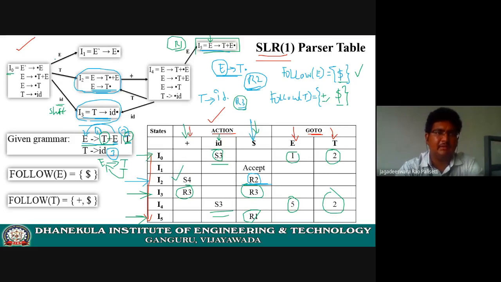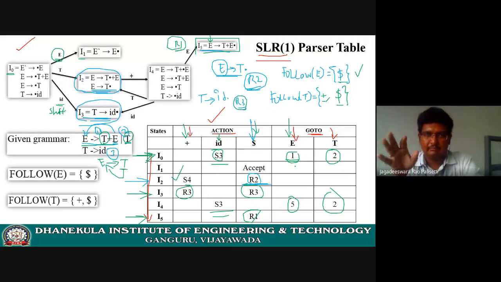Similarly, on a non-terminal. See, on I0, on capital E, we reach I1. So in the table at row I0 and column E, I need to write only the state number. Again and again I am repeating: don't write I1, simply write the state number 1. That's it. Am I clear?